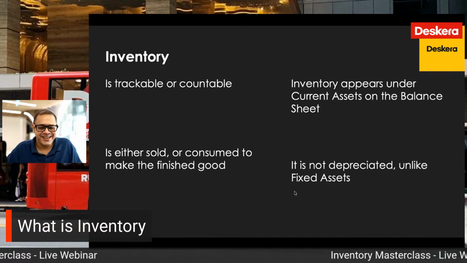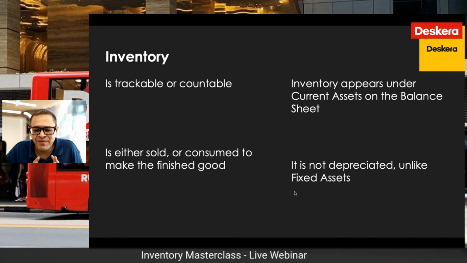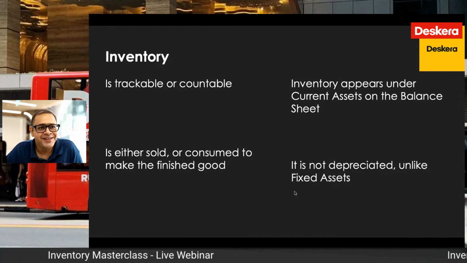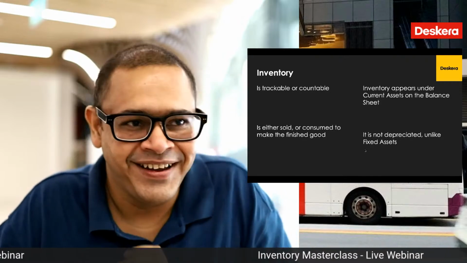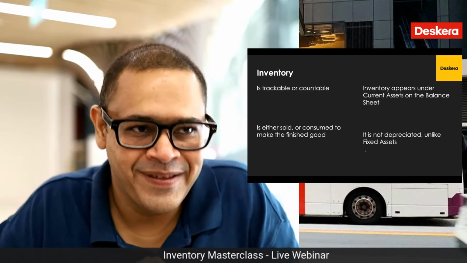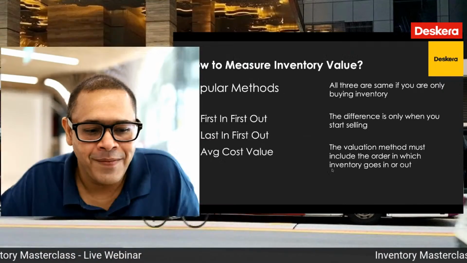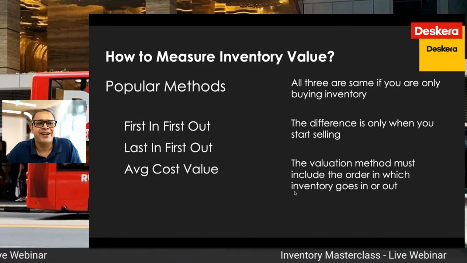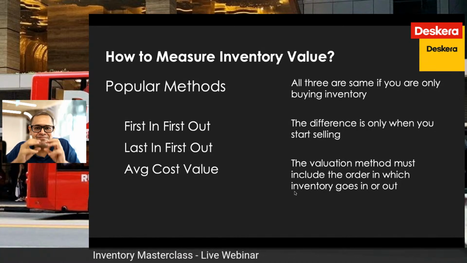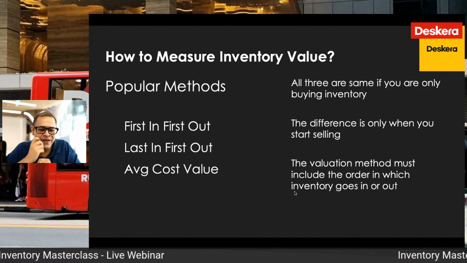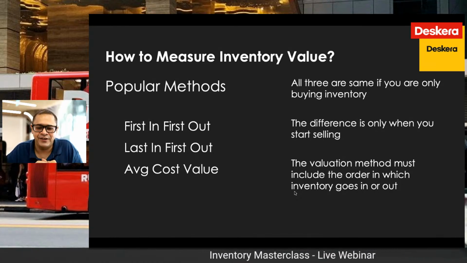So let's continue with this. Now we know that inventory appears under current assets on the balance sheet, right? And you would see a value assigned to that inventory. But how do you get that value? Let's take a look at that. How do you measure inventory value? That's the next item on the agenda. There are three popular methods for measuring inventory value: first in, first out, last in, first out, and average cost value.